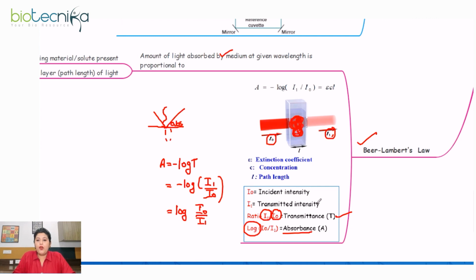Another formula is that absorbance equals the molar extinction coefficient times concentration times path length. As Beer-Lambert's law states, when light passes through a sample, the amount of light absorbed by the medium at a given wavelength is proportional to the concentration and path length. So this is the path length.